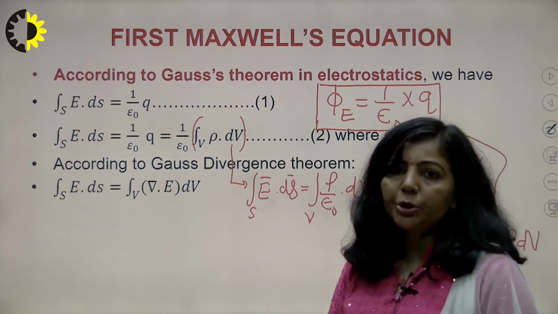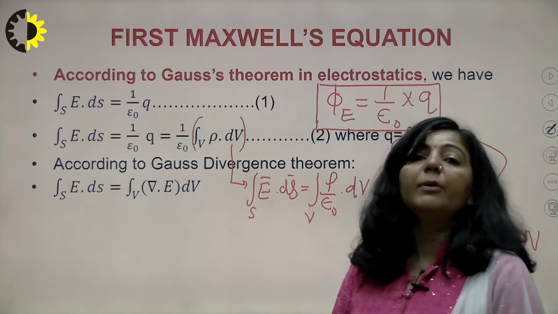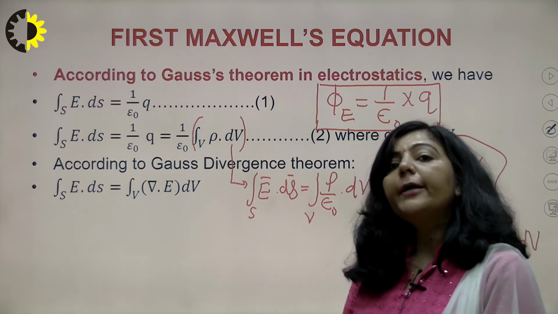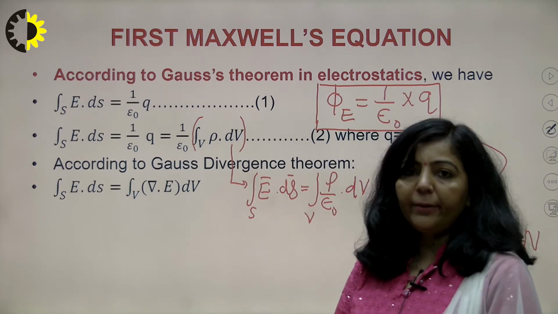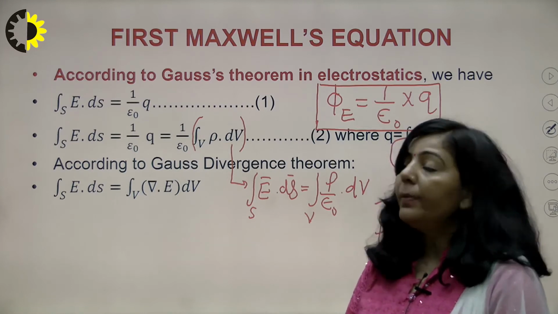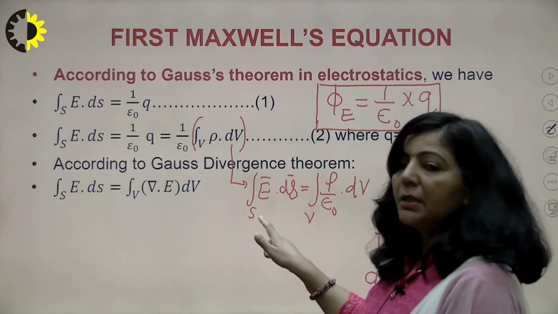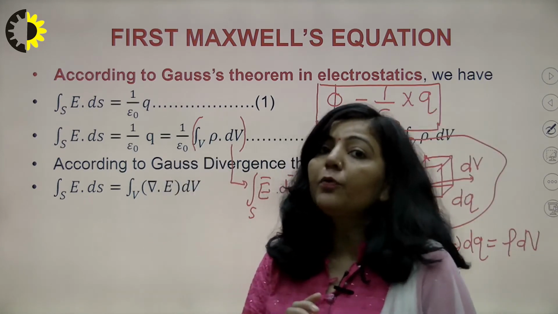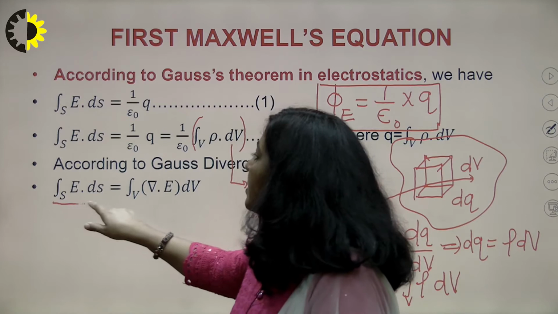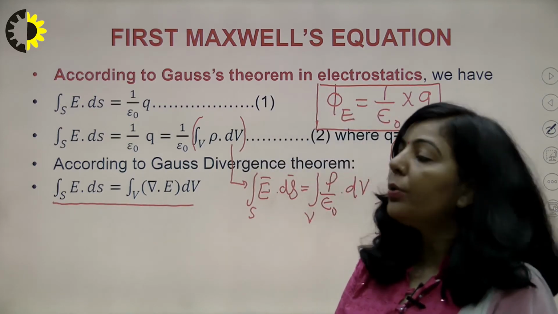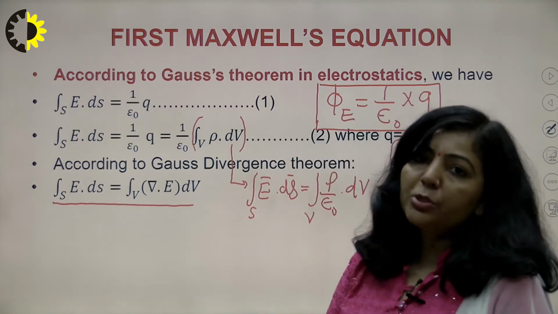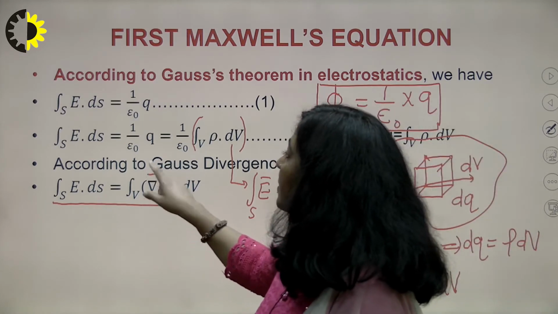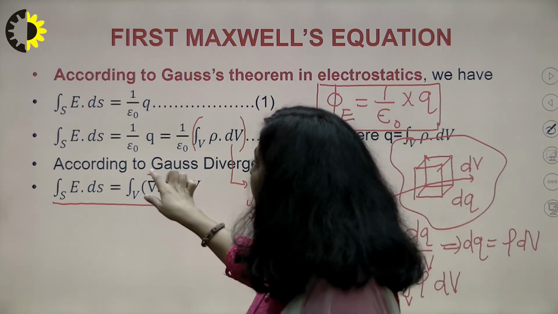I have already mentioned when we discussed the basic concepts that Gauss divergence theorem can always convert a surface integral into a volume integral. So now our job is to convert this surface integral into volume integral. According to the statement of Gauss divergence theorem, this surface integral of E will be equal to volume integral of divergence of E. And one more point I would like to highlight here, this del is a vector because it is a vector differential operator.